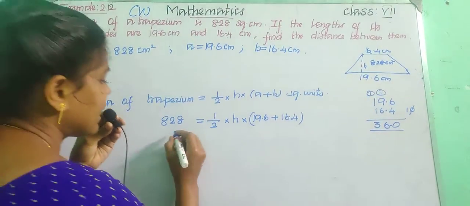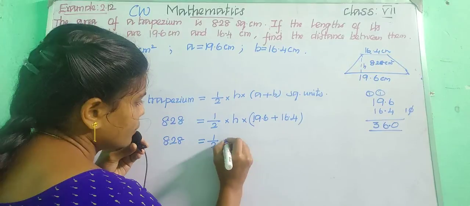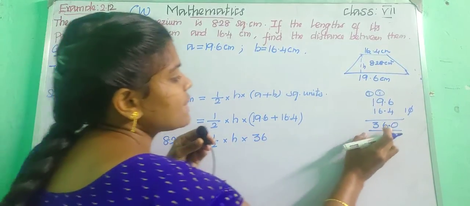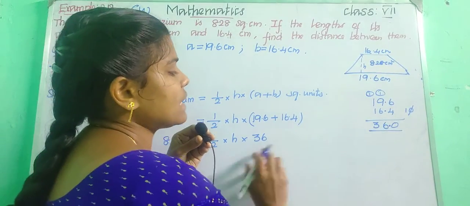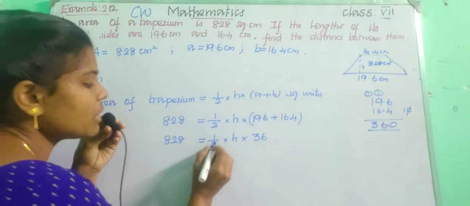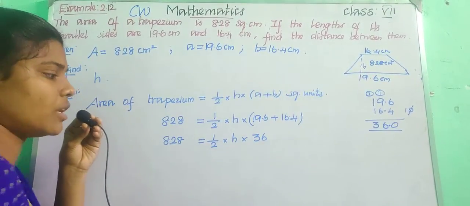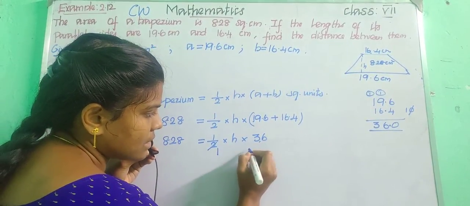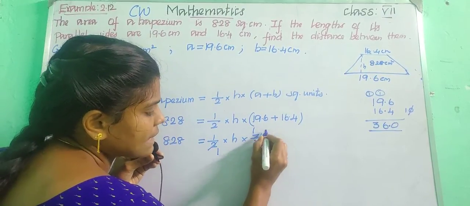Now write 828 equals half into height into 36. After the decimal point we have 0, which has no value, so we can put only 36. Here we have 2, here we have 36. Can we cut this by the 2 table? 1 2 is 2, remaining 1. Now consider the next digit as 16.